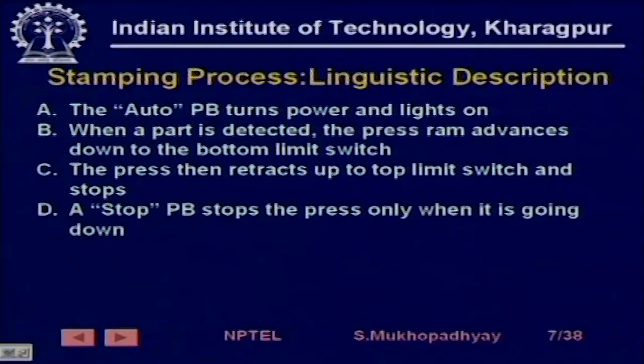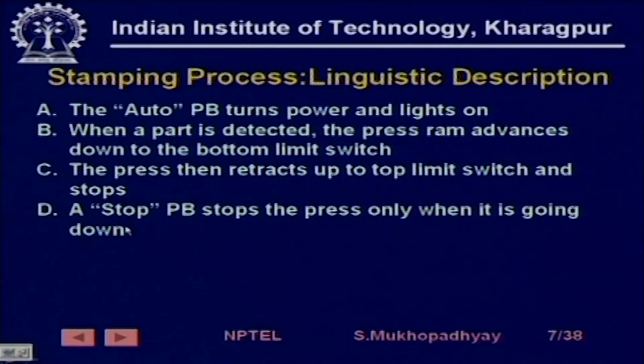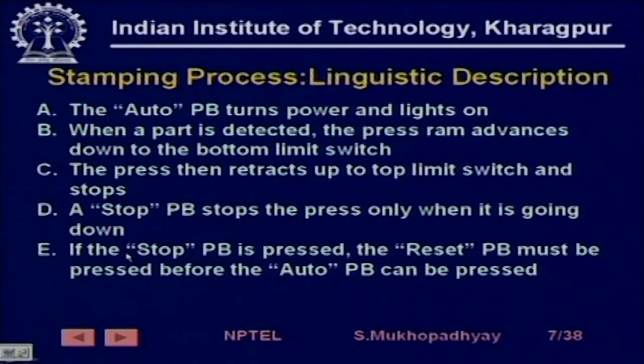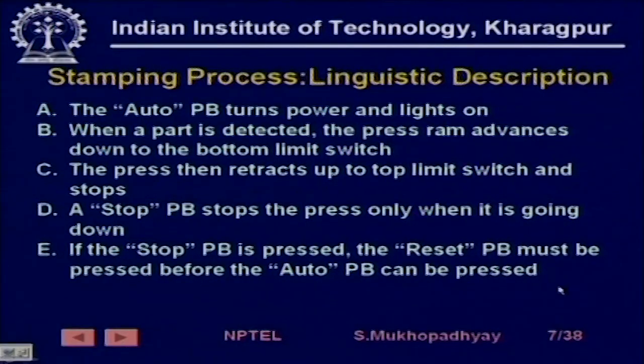All right. On the other hand, due to some reason, the operator may like to abort a stamping operation. So, there is a stop push button provided to the operator, and the stop push button stops the press only when it is going down. When it is going up, it has no effect, because anyway that is not going to cause any problem. If the stop push button has been pressed, it means that something abnormal might have happened. So, the reset push button must be pressed before the auto push button can be pressed for the next cycle of operation. So, once you have pressed stop, you have to press reset. It's a kind of acknowledgement that the emergency has gone away and the automated operation can resume.